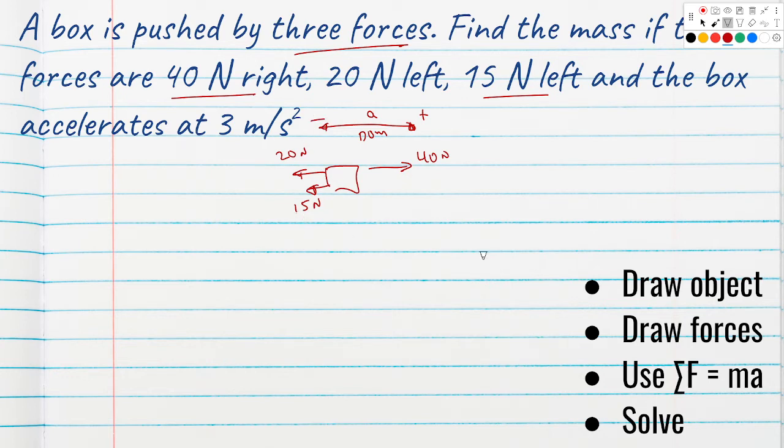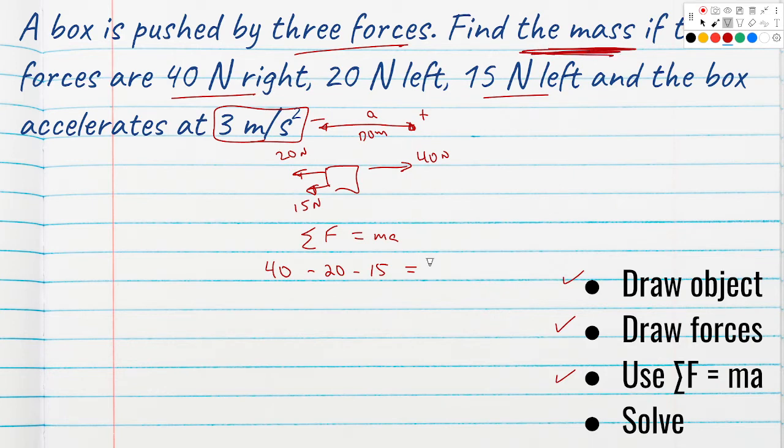But I have my object drawn. I have the forces drawn. Now I'm going to use Newton's second law. Sum of the forces equals mass times acceleration. I've got a 40 minus a 20 minus a 15. Right here's where things get a little bit different. They gave me the acceleration. They want the mass. Find the mass.